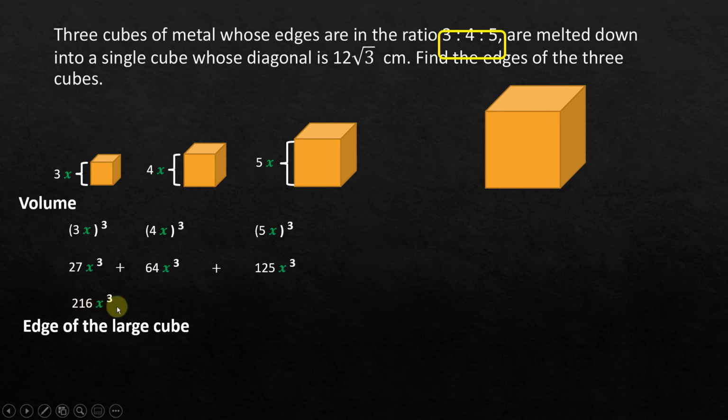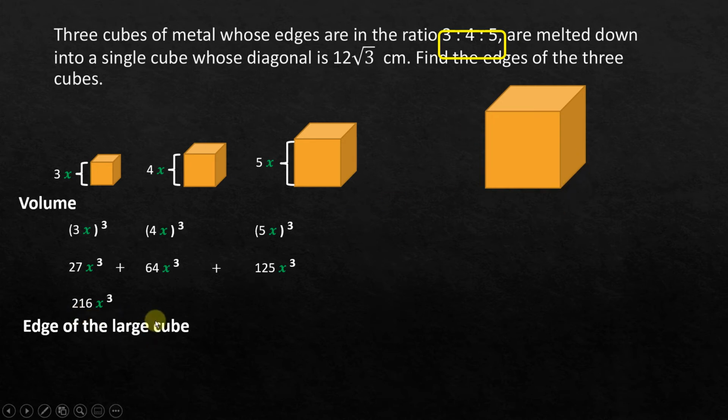Now, since we know the volume of the large cube, although we don't know the value of x at this point of time, this volume of the large cube in terms of x is 216x cube. So if this is the volume, what would be the edge of this cube? We know that for the volume of a cube, the formula is length times breadth times width, and volume is equal to height times length times width, which are all equal. So basically, there is a cubical value that you get here.